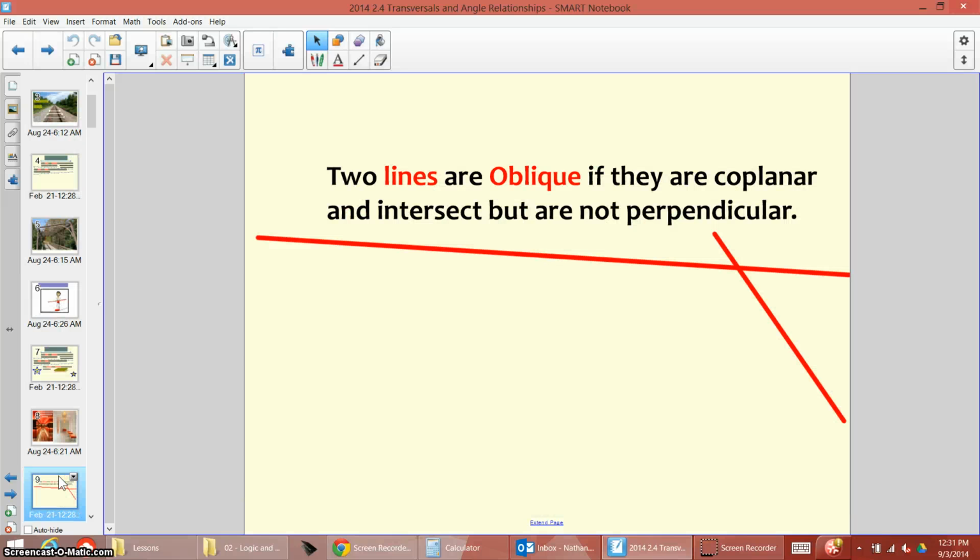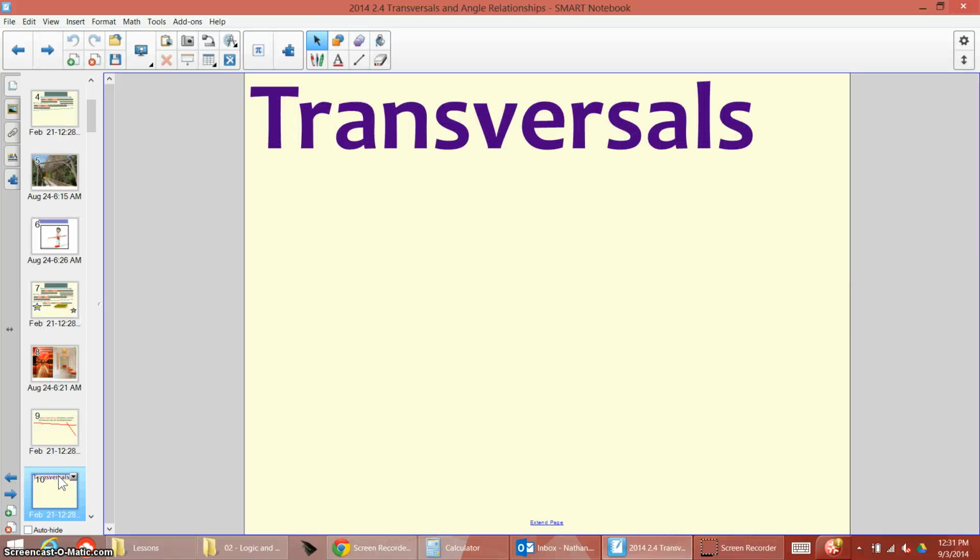Now, two lines are called oblique if they are coplanar and intersect, but are not perpendicular. So if we just have two random lines that intersect, we call them oblique. Otherwise, they have to be 90 degrees to be perpendicular.